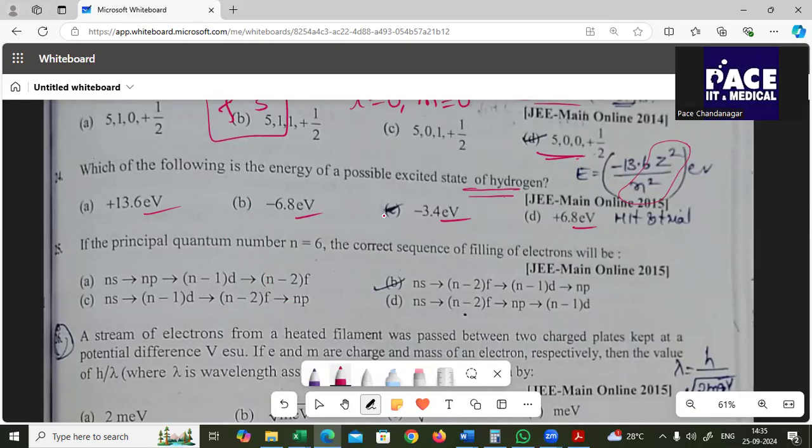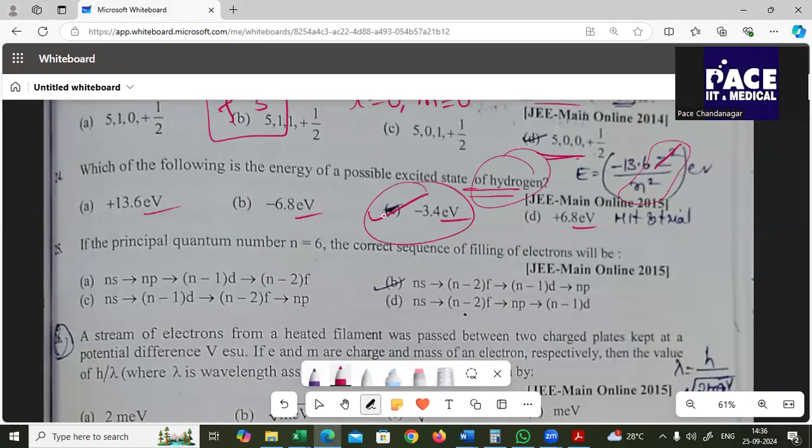If N equals 1, for hydrogen Z is 1 only. I can remove this. So 13.6 by 1 square, 13.6 by 2 square, 13.6 by 3 square. So 13.6 by 2 square, which is 4, is your option C there. So this will be your possible value. You just have to do hit and trial there. Put in the values of N and bring out the numbers.